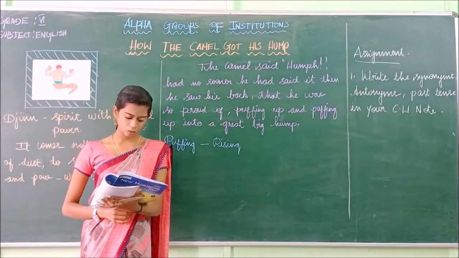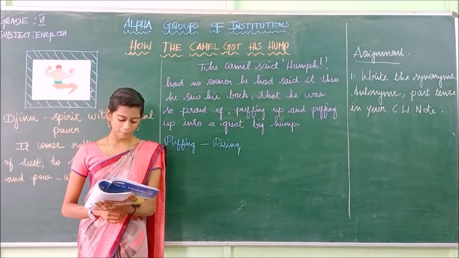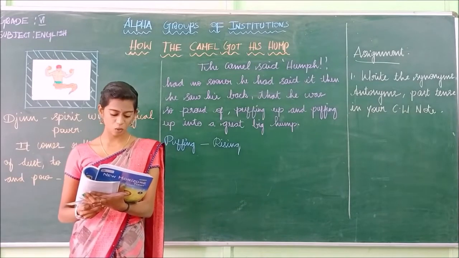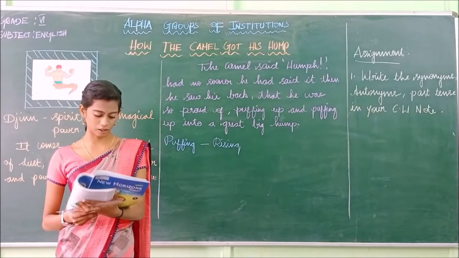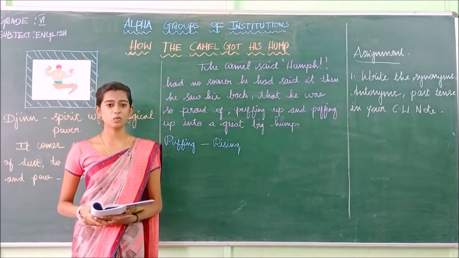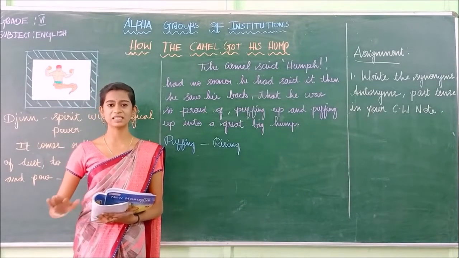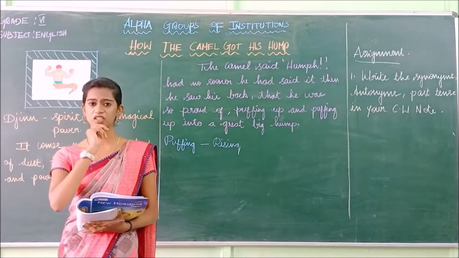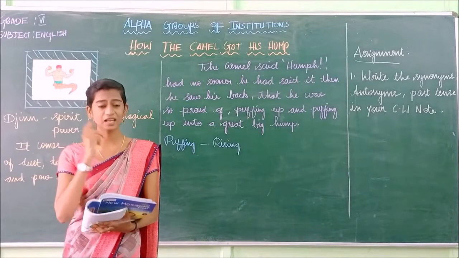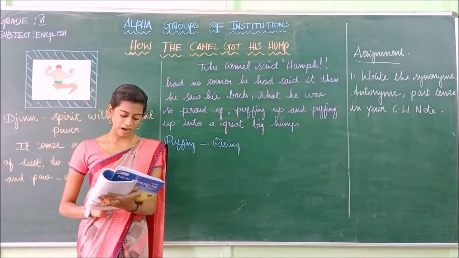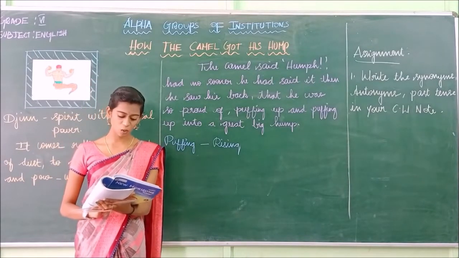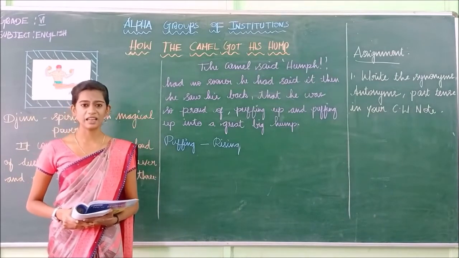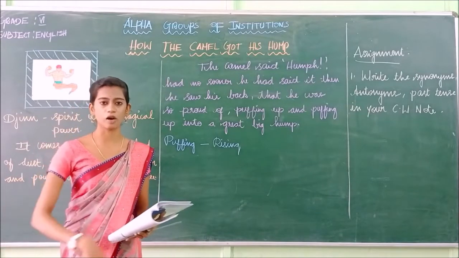The jinn sat down with his chin in his hand and began to think a great magic, while the camel looked at his own reflection in the pool of water. So after that, the jinn sat down, holding his chin like this, and he is thinking what to do. And at that time, the camel looked at his own reflection in the pool of water again.